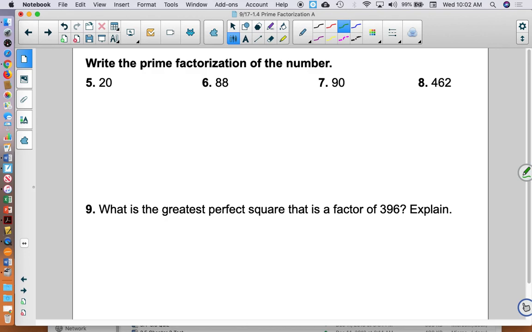I agree with you though. You gotta write the prime, you've got the tree, but that's not the prime factorization. Okay? Leave your tree there. Now write the prime factorization.